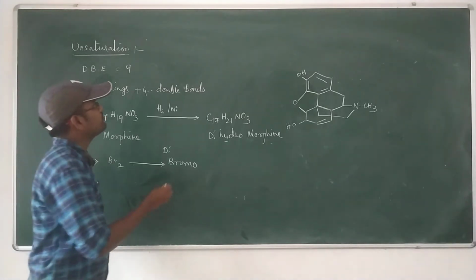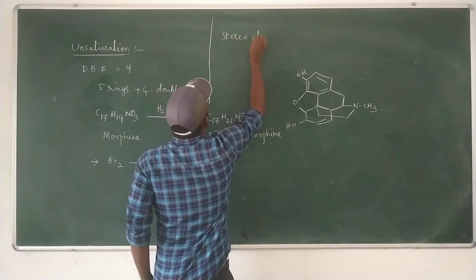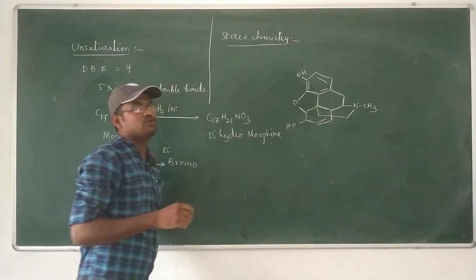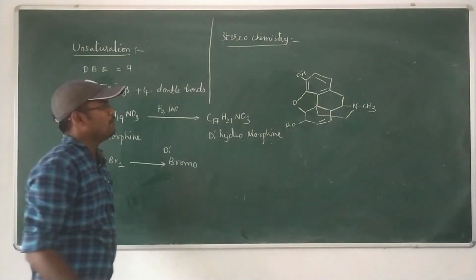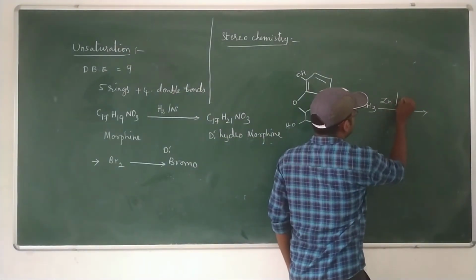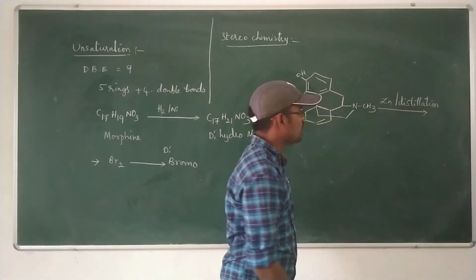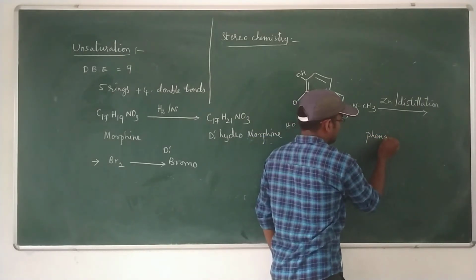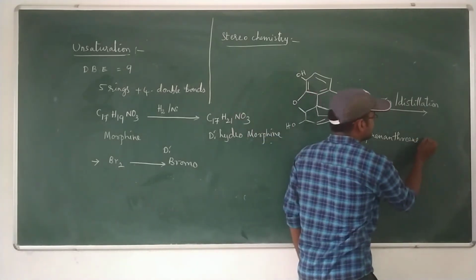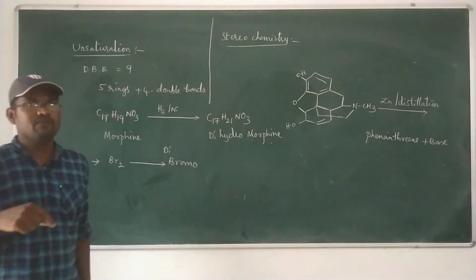Next, let us see stereochemistry. Before we discuss stereochemistry, simply, when morphine undergoes a distillation process, distillation means distillation in presence of zinc. Distillation in presence of zinc dust results in phenanthrene plus other base. The reaction suggested morphine has a phenanthrene ring.